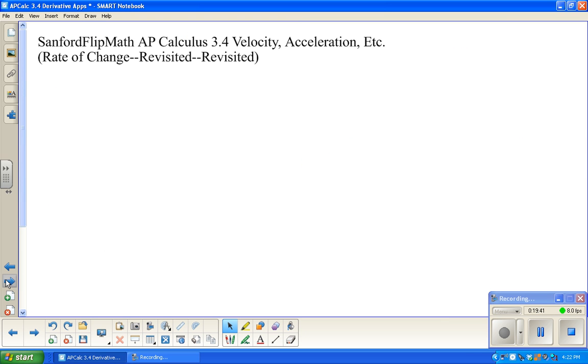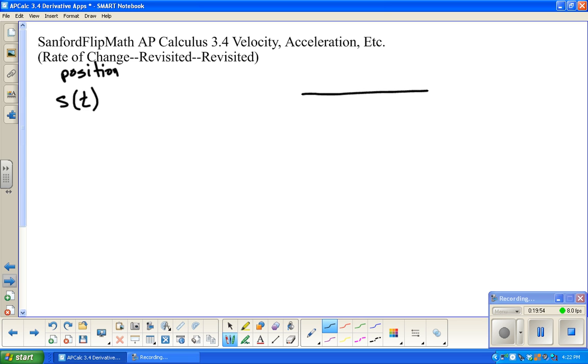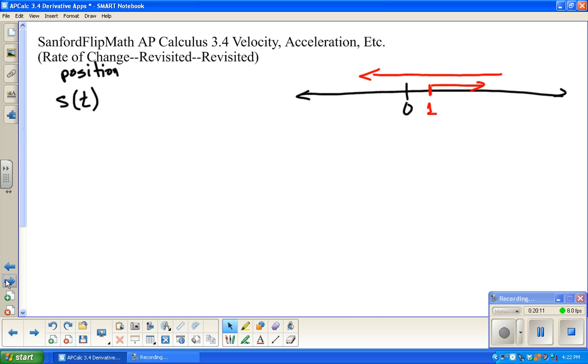Okay, next up. If I have a situation where, let's say, the position on a line, and I don't know what the deal is with particles on the x-axis, but imagine I have basically a number line. And here I am at 0. And let's say I have a particle that starts off at 1 on the number line, and it starts going to the right for a while, and then it starts going back, and it's doing that kind of thing.